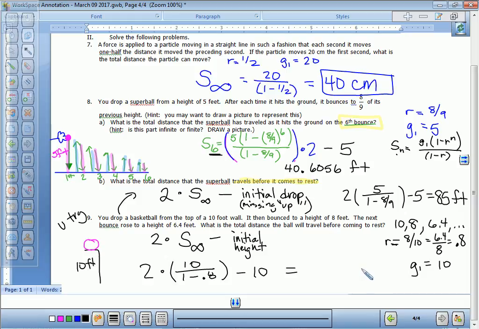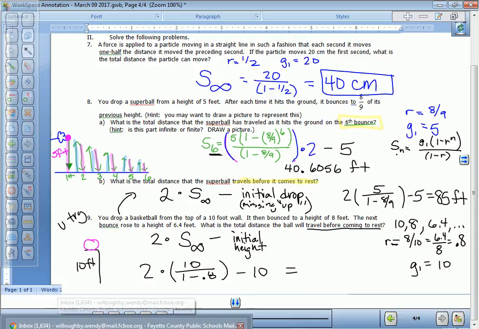So this is geometric. Is it infinite? Yep. When it says that, that tells me we're looking at infinite. Where'd we get the times 2 from? Because that gives me the up and the down. And then I have to subtract out 10, because on the first one, it didn't go up and down. It just went down.